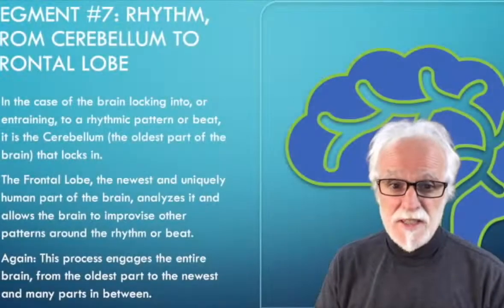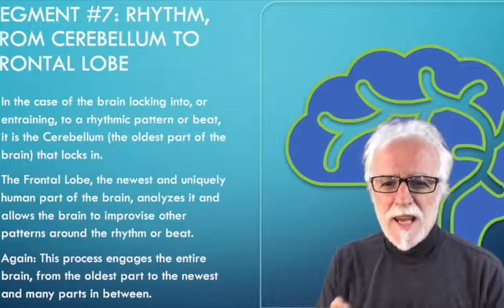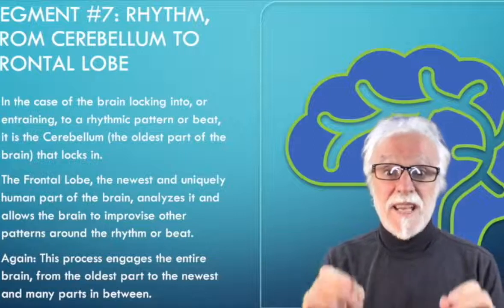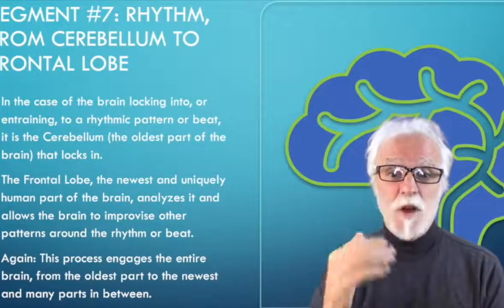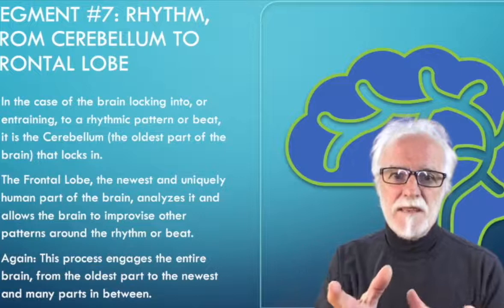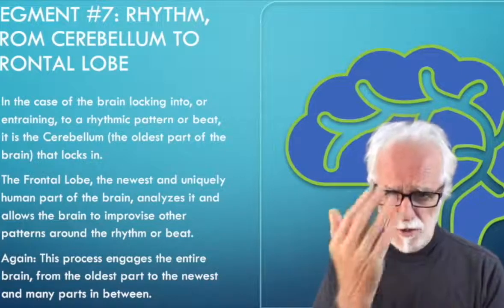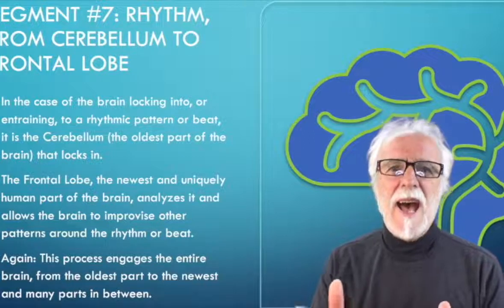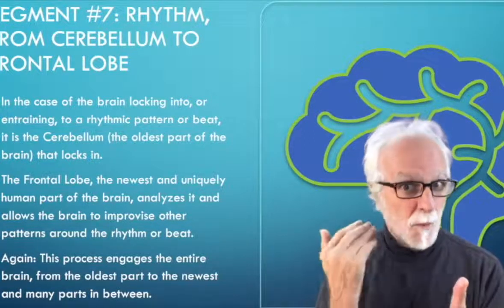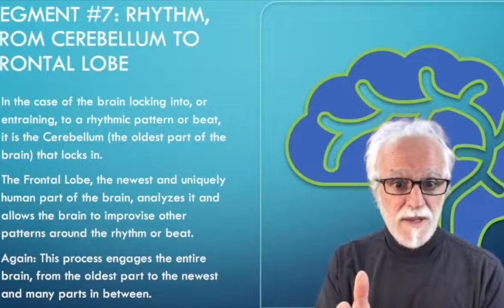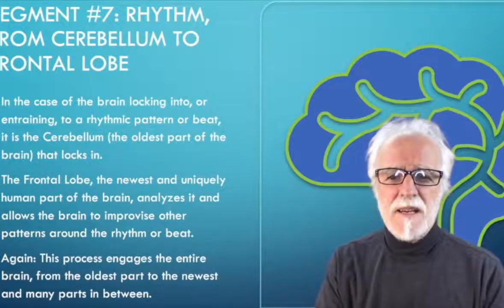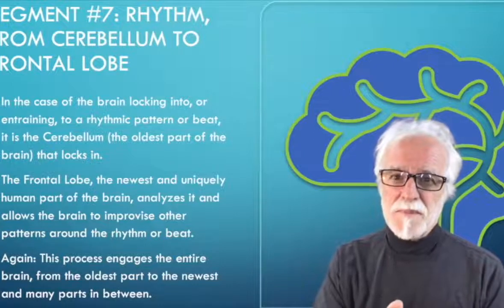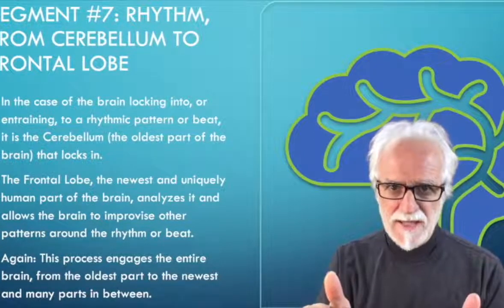This is Daniel Levitin speaking, and he says, in the case of the brain locking into or entraining to a rhythmic pattern or beat, it is the cerebellum, this part in the back, the oldest part of the brain, that locks in. The frontal lobe, this part of here, the newest and uniquely human part of the brain, analyzes what the cerebellum is locking into and allows the brain to improvise other patterns around the rhythm and the beat. It's anticipating, but it's also analyzing.